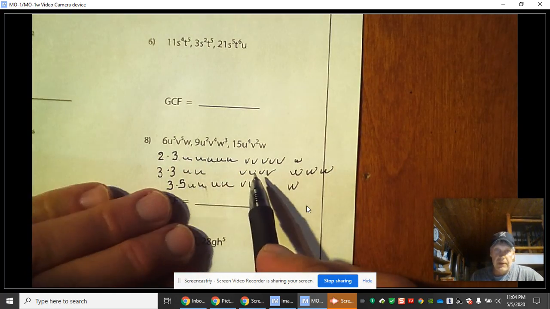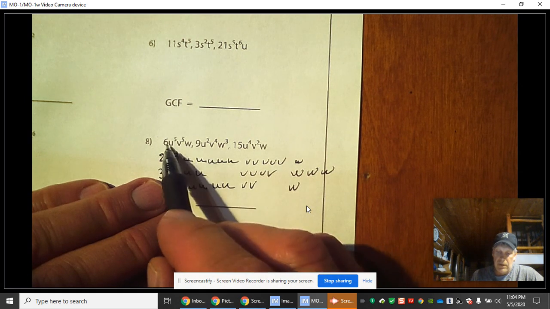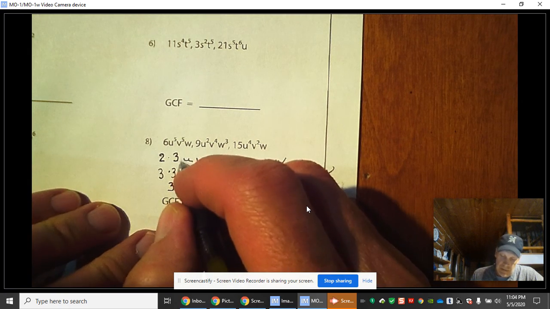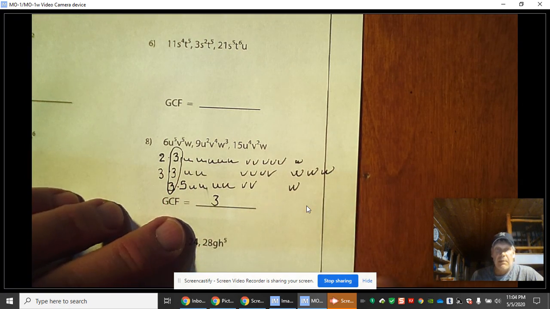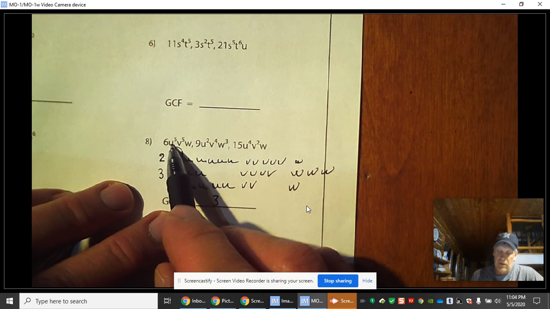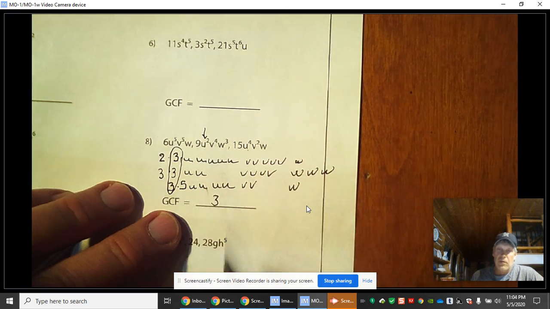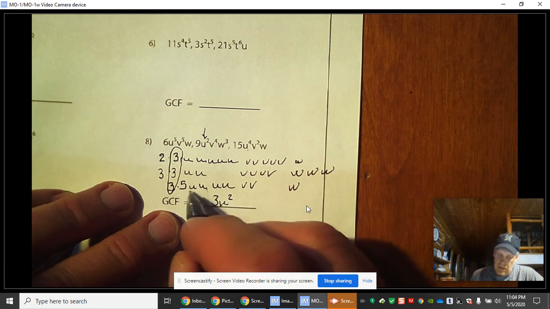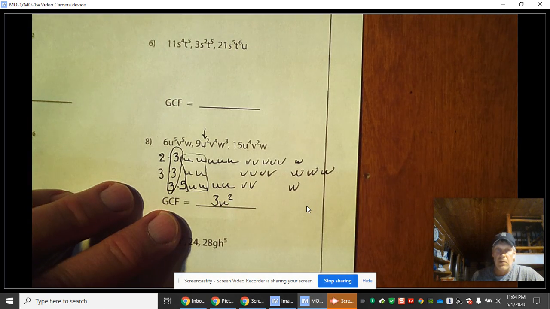If you have to look down here. But what goes into 6 and 9 and 15? Well, what goes into 6 and 9? Well, that's 3. Does 3 go into 15? Yep. And there it is right there. So 3 is going to be my greatest common factor from my numbers. Let's look at the variables. Which one's the smallest? I got u to the 5th, u squared, u to the 4th. U squared is the smallest. That's the most I can take out. And here's they all have 2 u's.